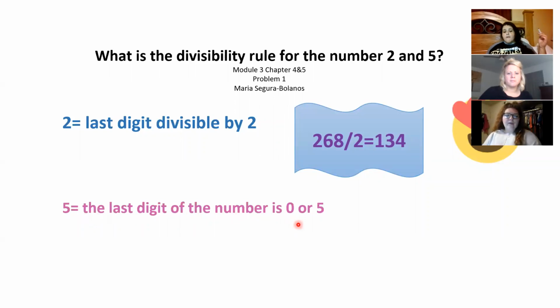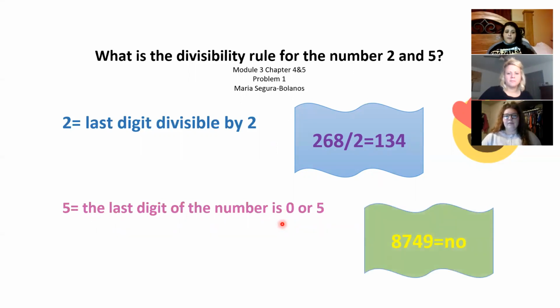If the last digit of the number is either a 0 or a 5, then it is divisible by 5. So if we have the integer 8,749, it ends in 9, so that means it is not divisible by 5. So pretty simple. Perfect. Nice. Perfect. Thanks.